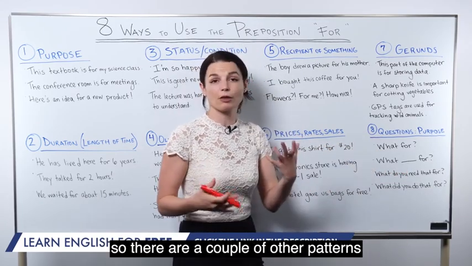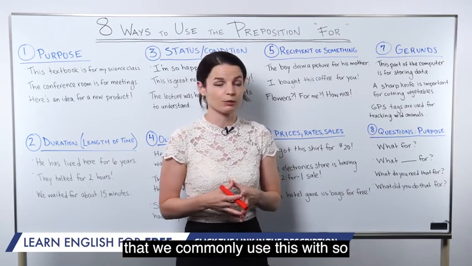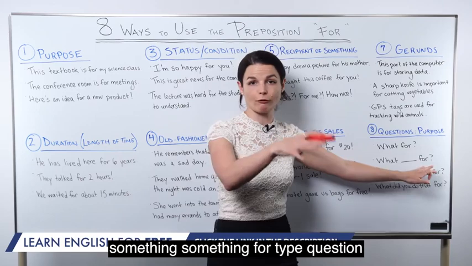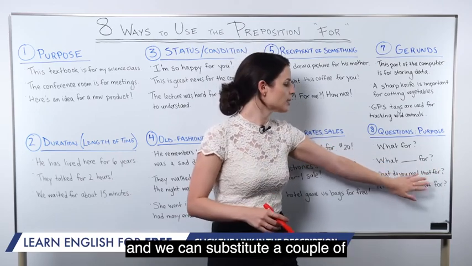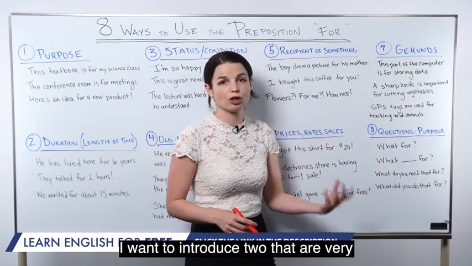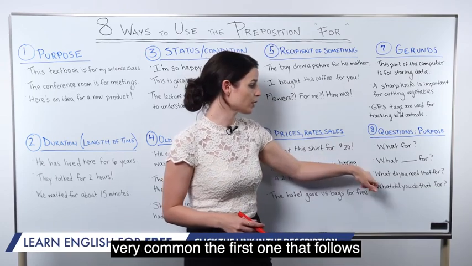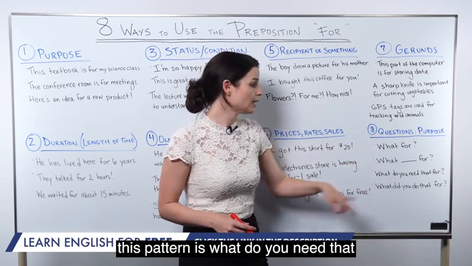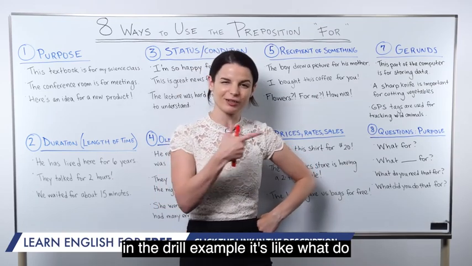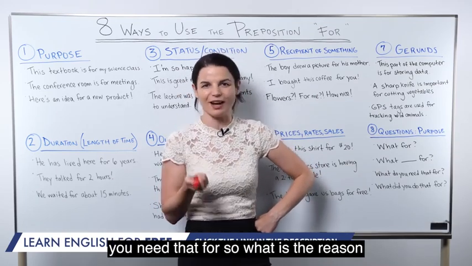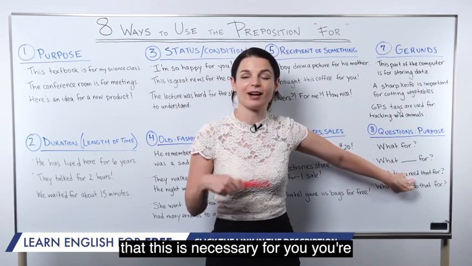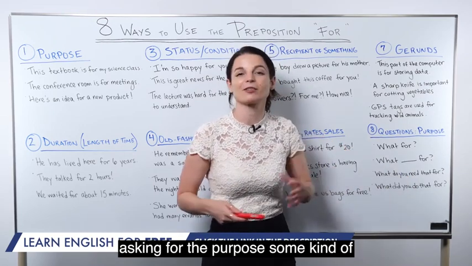So there are a couple of other patterns that we commonly use this with. So generally, you might hear this what something something for type question, and we can substitute a couple of different phrases in the middle here. But I want to introduce two that are very, very common. The first one that follows this pattern is, what do you need that for? So again, in the drill example, it's like, what do you need that for? So what is the reason that this is necessary for you? You're asking for the purpose, some kind of explanation.